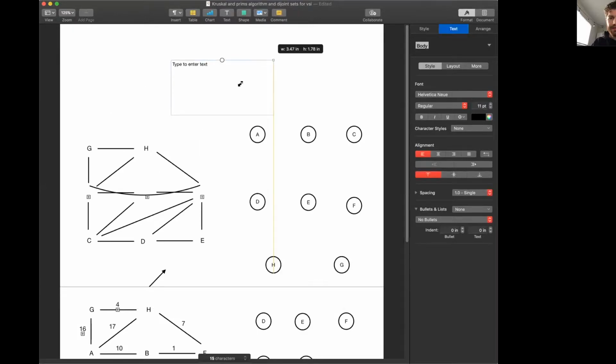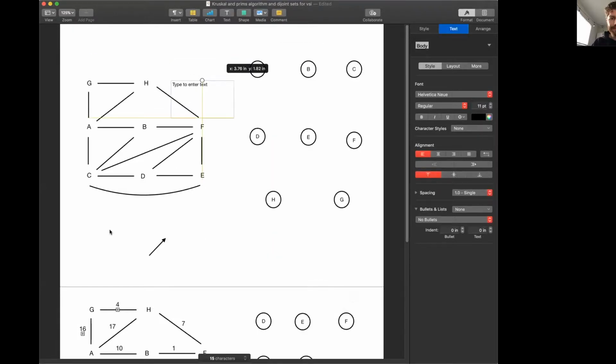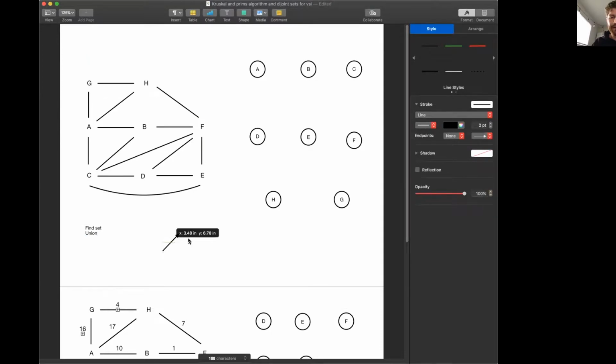Some of these important operations are find set and union. Those are the important operations that we have for disjoint sets. And throughout this example, we're going to run both of them and see what happens.